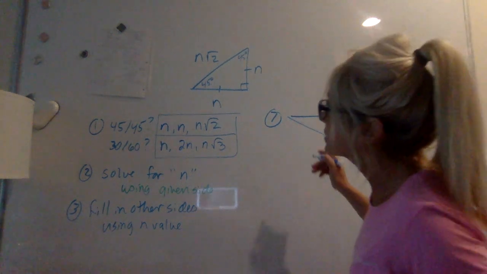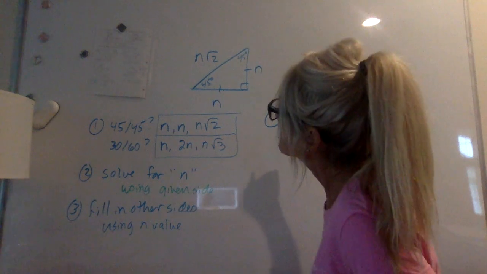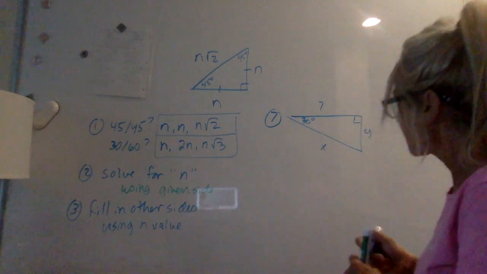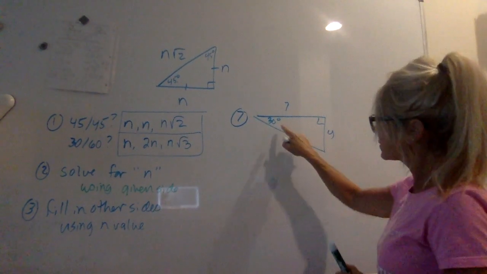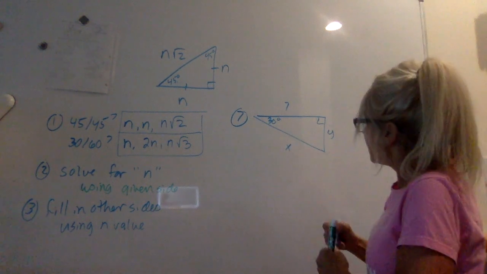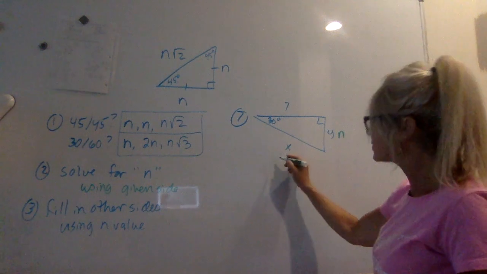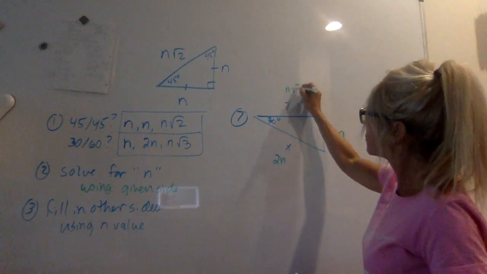Okay, sorry about that. So in number 7, this is 30, and this is 7, y, and x. So I'm going to bust out my labels, and I'm going to go ahead and say, okay, this is a 30-60-90. My short side across from that will be n. My hypotenuse will be 2n, and my other leg will be n root 3.